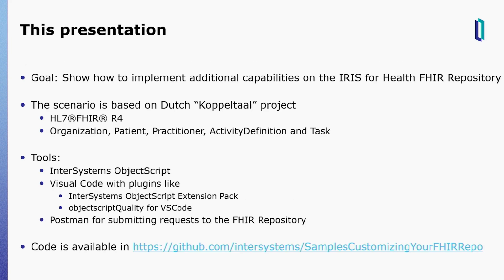I'm going to use a scenario from a customer project, a Dutch project named Koppeltaal, where we're using HL7 FHIR R4 and a fairly limited set of resources, which are listed here. The customization is done through ObjectScript. Of course, you might use Python as well. Some parts are actually showing Python code. And I'm using the plugins in Visual Studio Code to show the code and make the changes. And I'll be using Postman for submitting requests to the FHIR API.